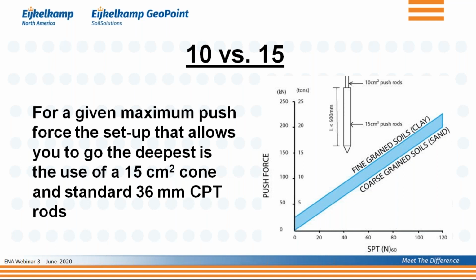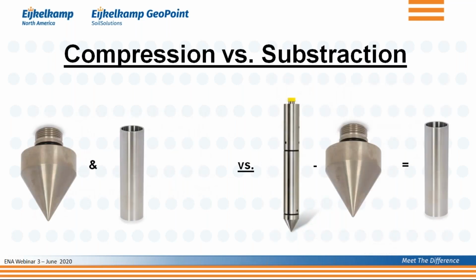So if you're concerned about reaching a certain depth with your rig or with your penetrometer, your pusher, this is the setup that allows you to get to the deepest and have the greatest chances that you reach the target depth. So that gives you a little bit of information about the 10 versus the 15.